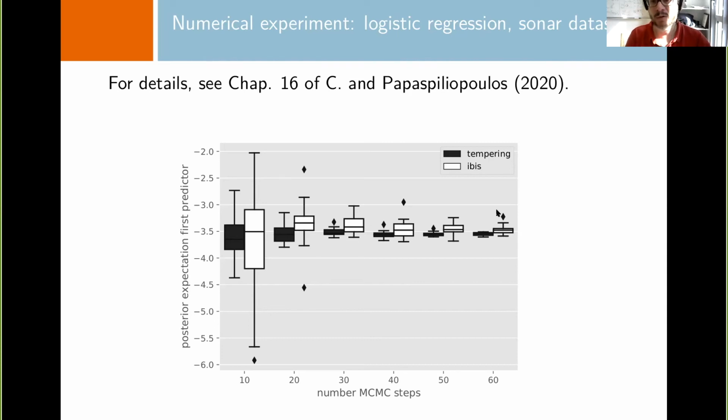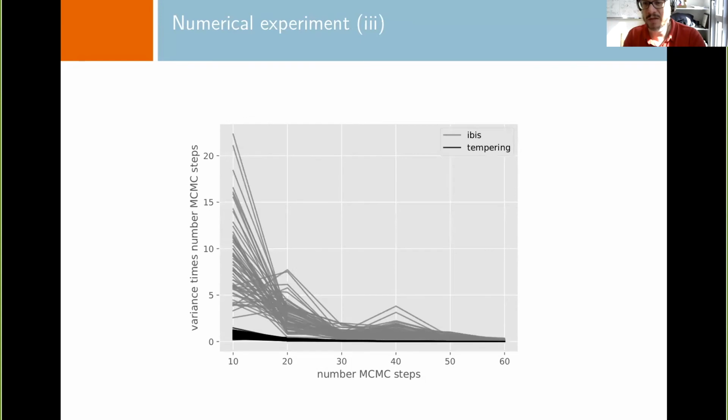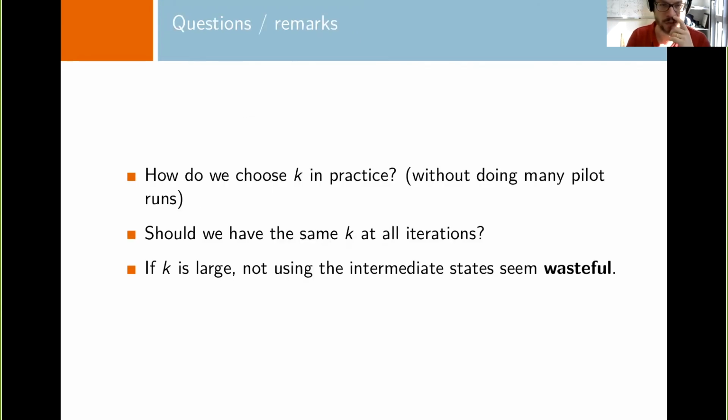I'm a bit running out of time, so I'm skipping this, but I will go back to it if you have questions related to this. So the big question remaining was how do we choose k? Should we have k fixed across time? And if there are problems where you need to take k to be quite large, is it not a bit wasteful to keep only the last particles?